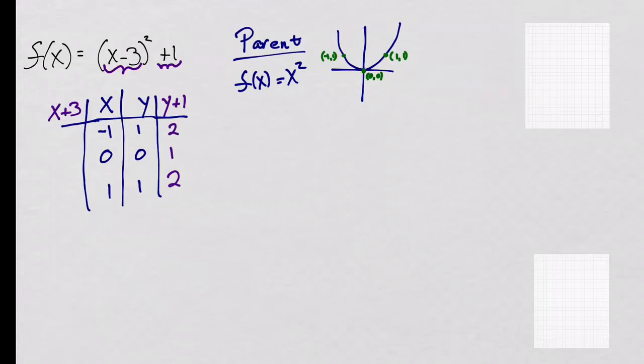So when we do our x plus 3, it becomes pretty straightforward. We're going to take these x values, plug them in right here, and do our arithmetic. Negative 1 plus 3 gives me 2, 0 plus 3 gives me 3, and 1 plus 3 gives me 4. These right here are my new x and y values.